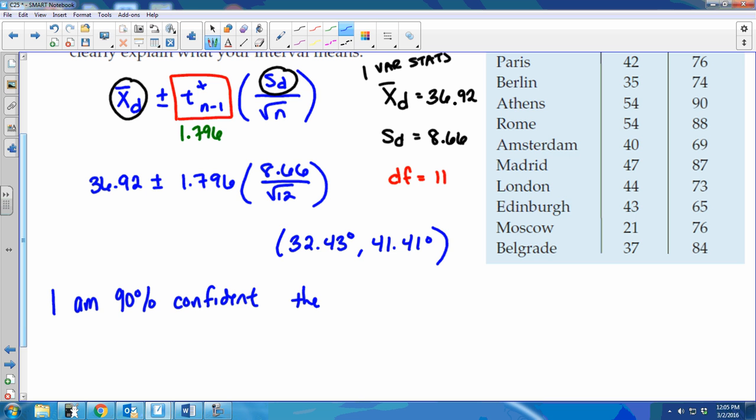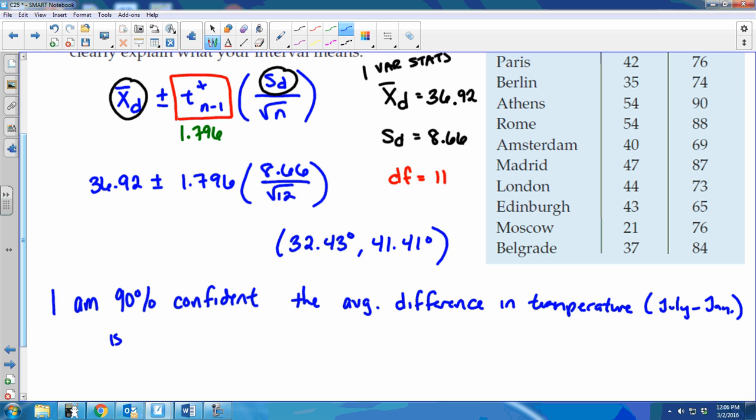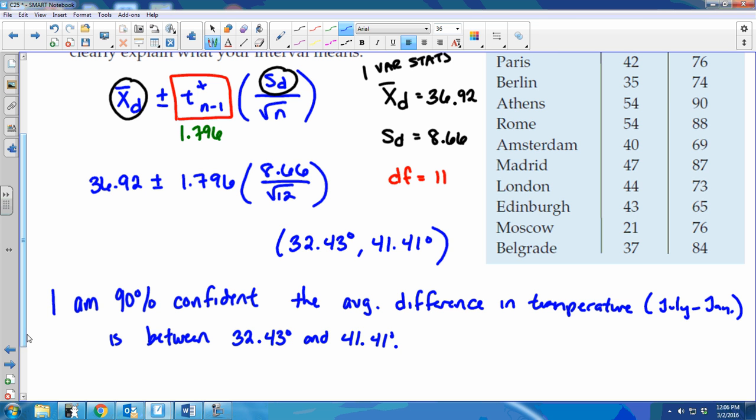So what are we looking for? The average difference in temperature. And then we probably want to tell them which way we subtracted. So I'm going to put July minus January here in parentheses. Is between 32.43 degrees and 41.41 degrees. So again, in this case, we're looking for average difference in temperature. We're just talking about intervals today.